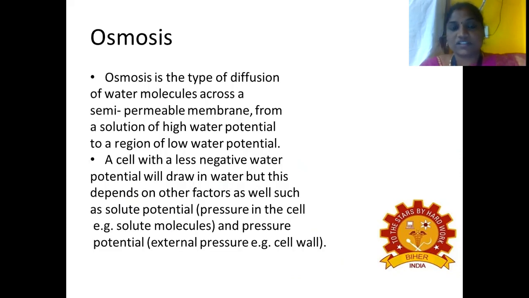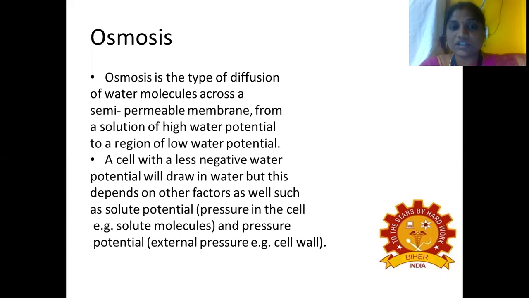And osmosis. The last type of passive transport is the osmosis process. Osmosis is a type of diffusion of water molecules across a semi-permeable membrane. They will be moving from a solution of high water potential to a region of low water potential. So that is called osmosis.